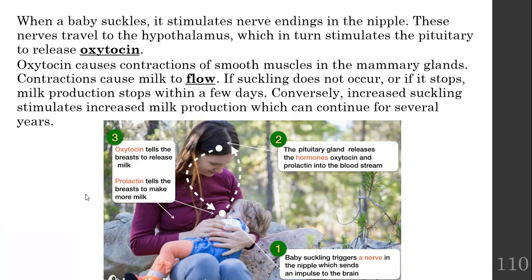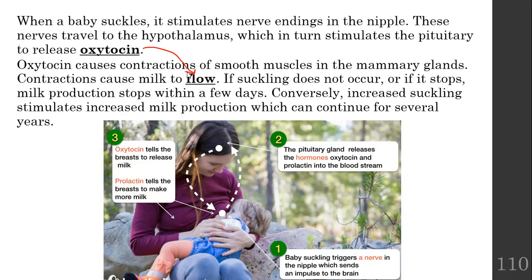Now, when the baby suckles, it stimulates nerve endings in the nipple. Again, we talked about this link between the nervous system and the endocrine system. So there are nerves that come from the nipple that go to the hypothalamus, and this in turn stimulates the pituitary to release oxytocin. Oxytocin causes contractions of the smooth muscles in the mammary glands, and contractions cause milk to flow. So oxytocin causes milk to flow.